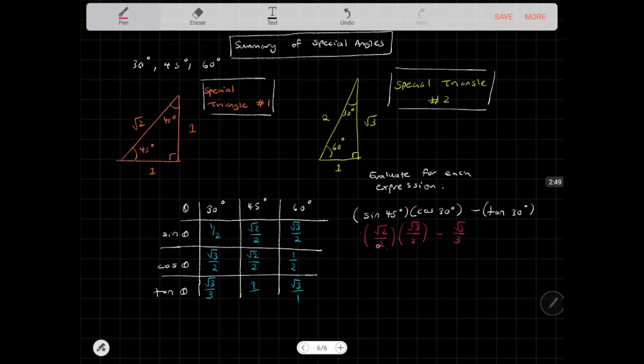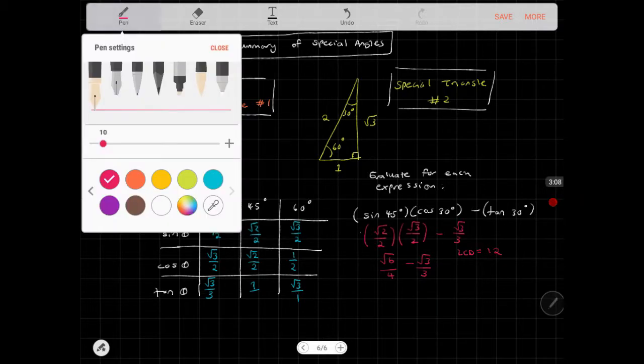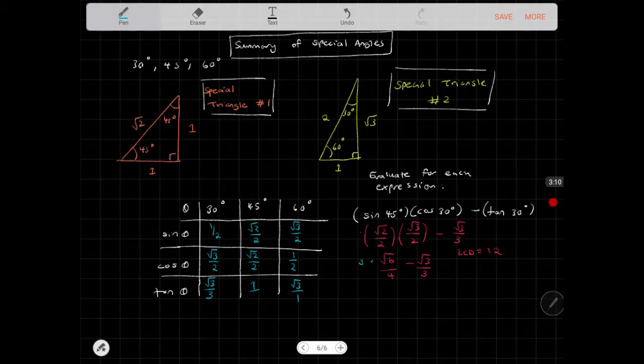If we multiply these two, we get 2 times 2, which is 4, and square root 2 times square root 3 is square root 6, minus square root 3 over 3. To combine the numerators, I'm going to find a lowest common denominator, make the denominators the same. I'm going to use 12, so I multiply this one by 3 and this one by 4. You get 3 square root 6 minus 4 square root 3 over 12. That's really as far as you can go. You can't simplify this any further, so this is your answer.